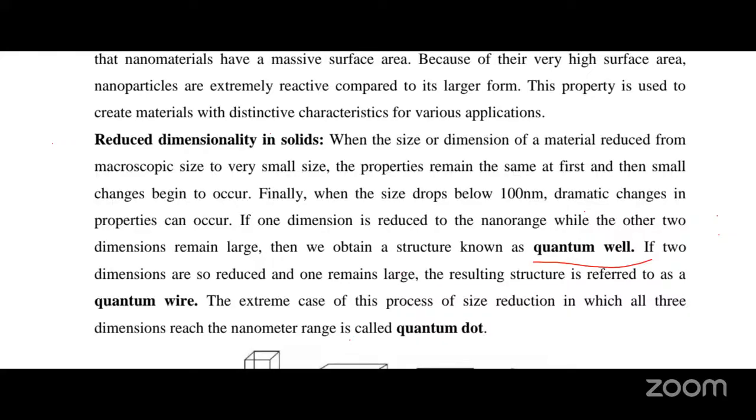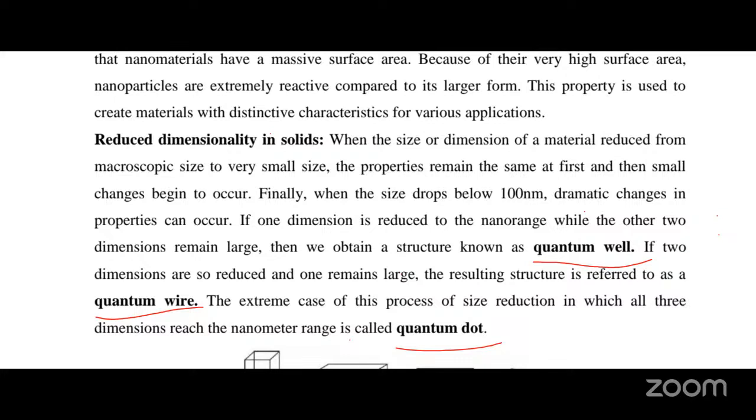If two dimensions are reduced and one remains, the result is known as quantum wires. If all the x, y, z dimensions are reduced into the nano range, they are known as what? Quantum dots. Just to keep it in mind, three things: quantum well, quantum wire, and quantum dots.